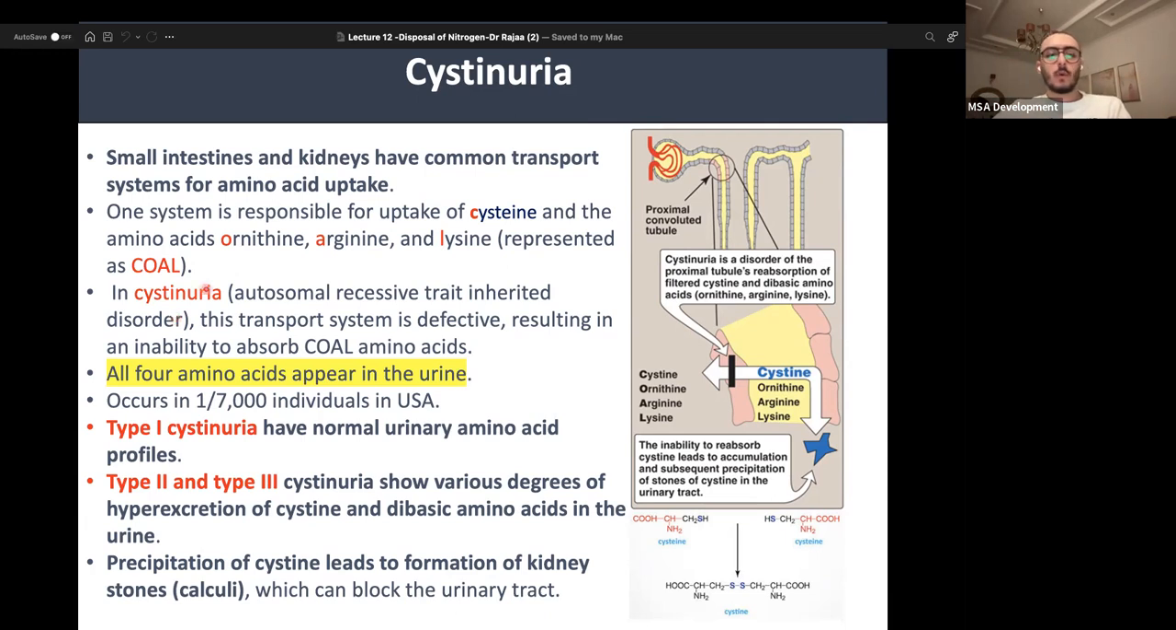In this slide, for example, COL, you need to know that cystinuria is a defect in absorbing COL amino acids. They appear in the urine. There are types, type 1, 2, and 3.